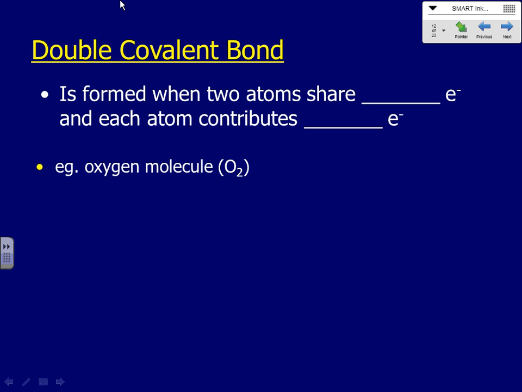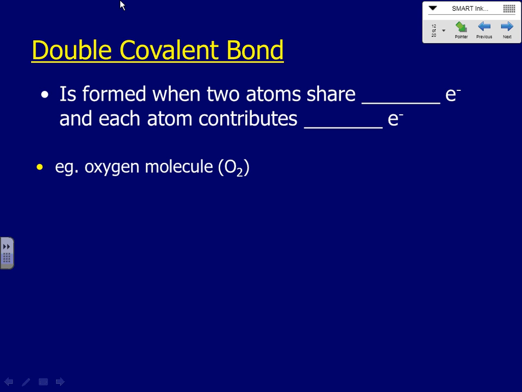Double covalent bonds. Did I move too quickly there? Did everyone get that picture done? We're good? Let's now talk about double bonds. I've already kind of alluded to how we draw double bonds. We just bring the two lines together. I've left some blanks in here. Make you think a little bit.